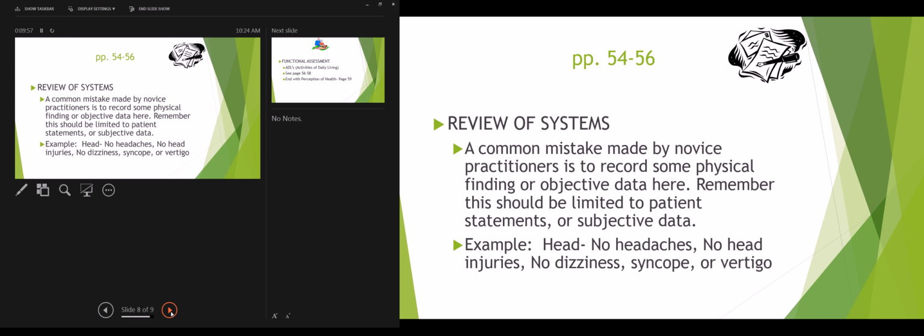Then we move to the review of systems. This is on page 54 through 56. In the review of systems, you're collecting subjective data. You can't write negative or denies all. You have to list every single term and question that you ask.